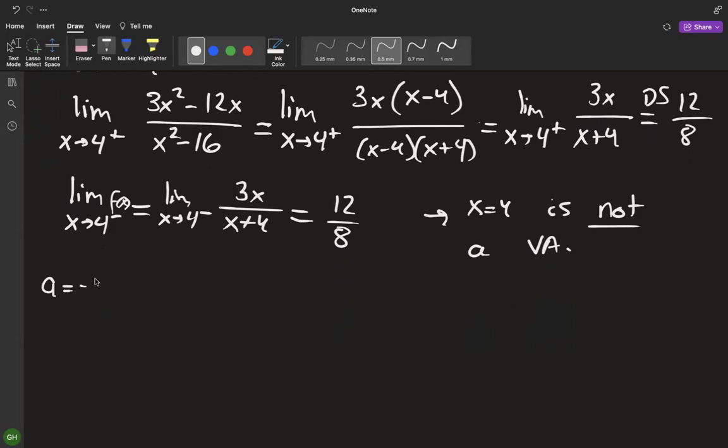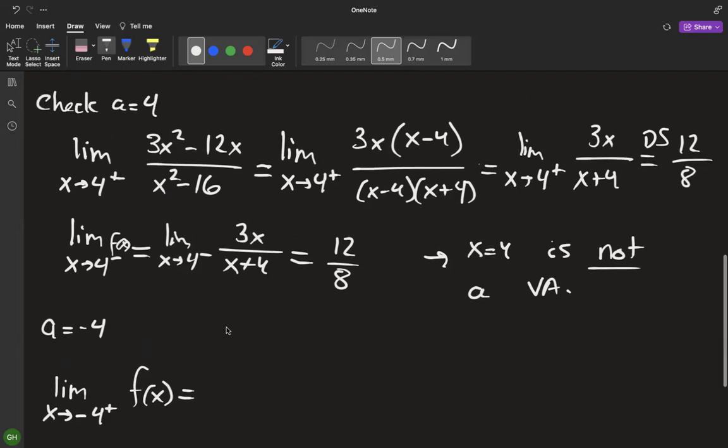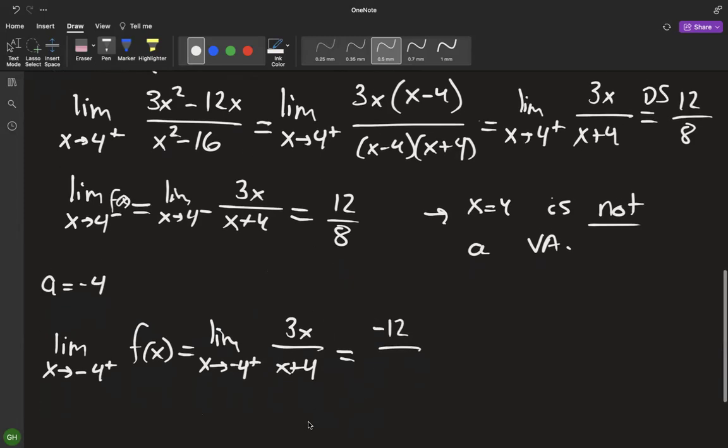So now I'm going to check the other option, a equals negative 4. So then as x goes to negative 4 from the right of f of x, nothing changed. I could still do all the same work as I did before to get the limit as x goes to negative 4 from the right of 3x over x plus 4. Now here I get 12 over, or negative 12 over 0.